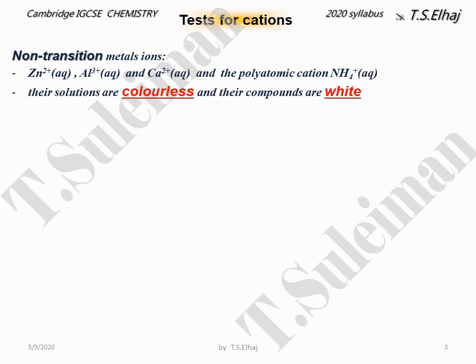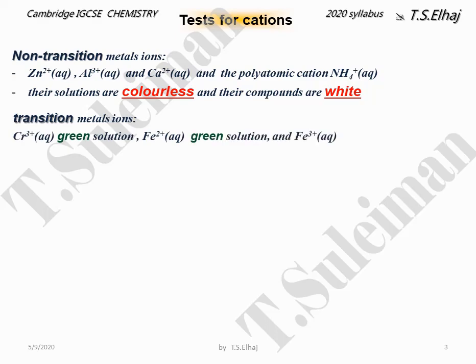at the beginning of the question they might give you the color of the compound or the color of the solution and ask you what you can conclude about this compound. If the compound is white or its solution is colorless, then the conclusion will be that it doesn't contain transition metal ions, because transition metal ion solutions are colored.